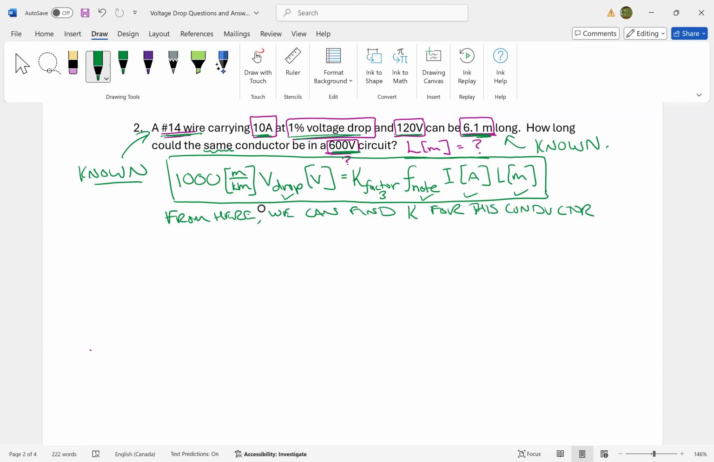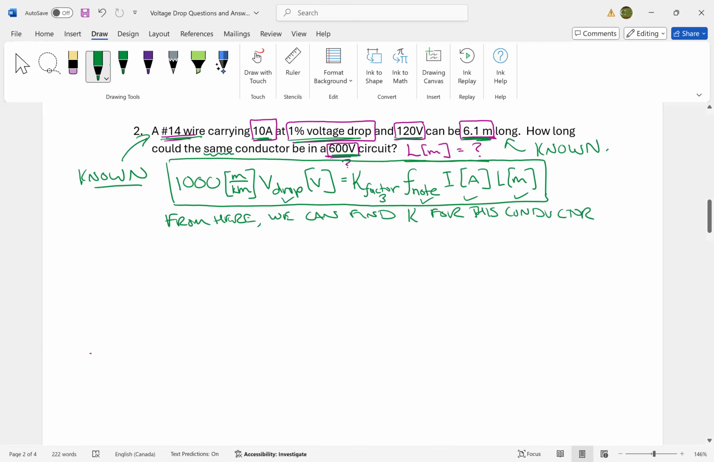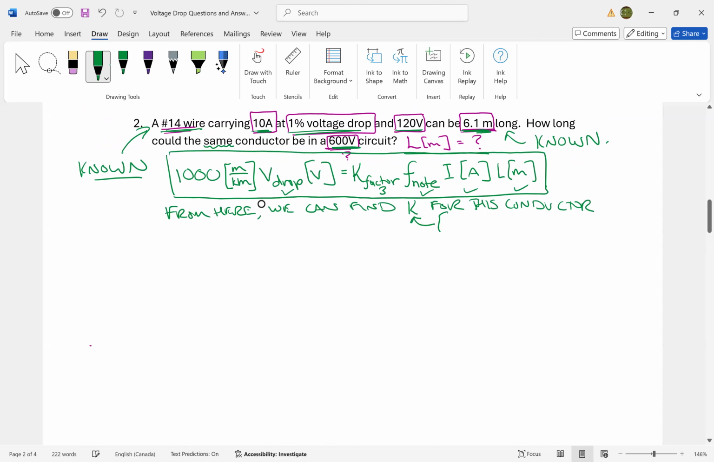And K tells me this conductor can handle a certain amount of ohms per meter, right? The K factor is ohms per meter. So this conductor can do this many ohms per meter in this circuit. It should be able to do that many ohms per meter in the 600 volt circuit as well. So from here, we can find K for this conductor, then use it in the 600 volt circuit. All right, so let's do that.